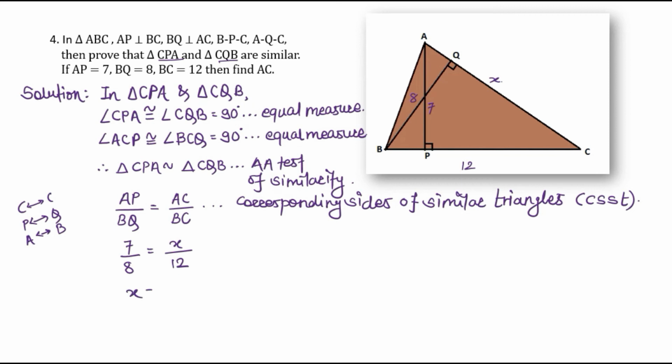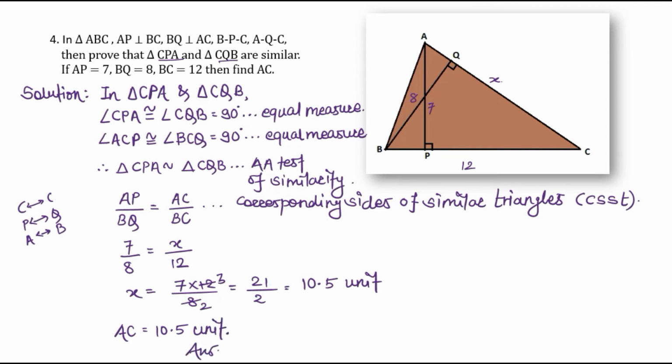In this way, X is equal to 7 into 12 upon 8. 4 2s are 8, 4 3s are 12, 7 3s are 21 upon 2, which is 10.5. And the units are missing, so we can simply write unit. So finally, AC is equal to 10.5 unit. This is the answer for this problem.